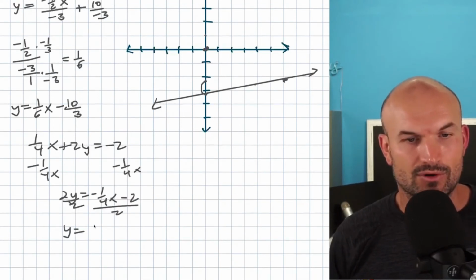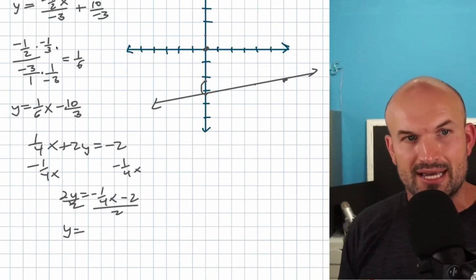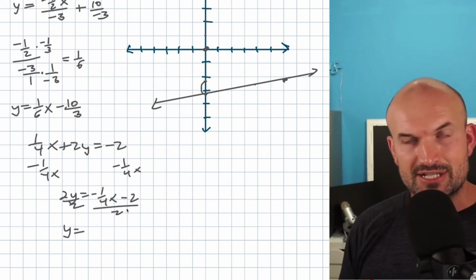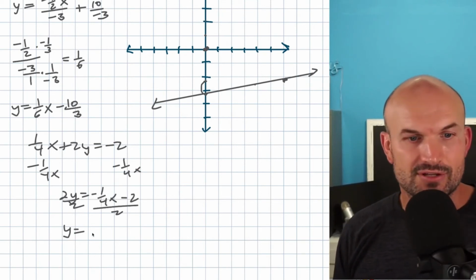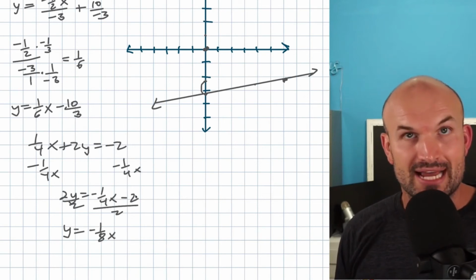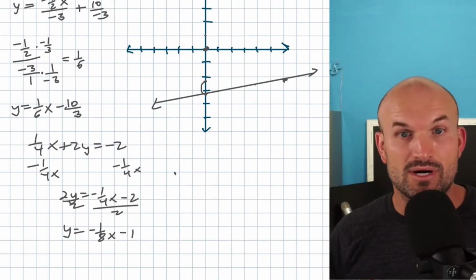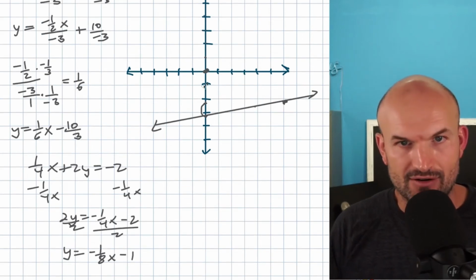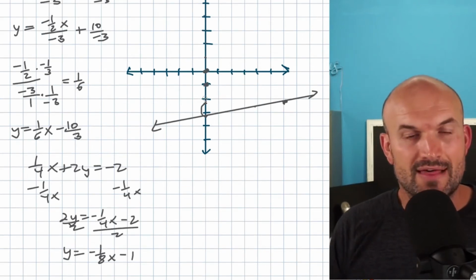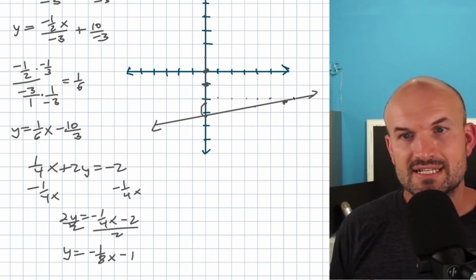And I get y equals, now in this case, remember that dividing by 2 is the same thing as multiplying by 1/2. So that's going to give me a -1/8 x, and then 2 divided by -2 equals -1. So now I have y equals -1/8 x minus 1. So for this graph, I'm going to go down to -1, and then I'm going to go down 1, and then over 8: 1, 2, 3, 4, 5, 6, 7, 8.